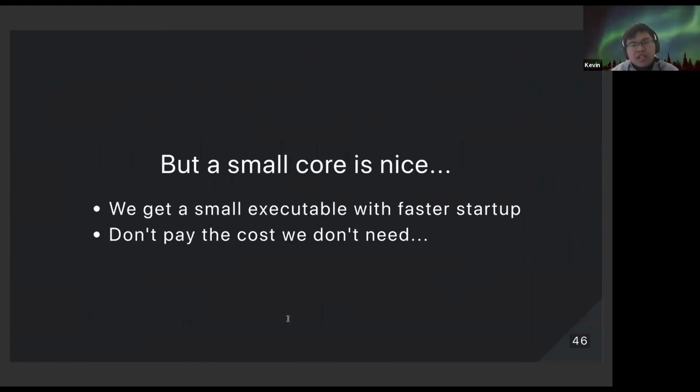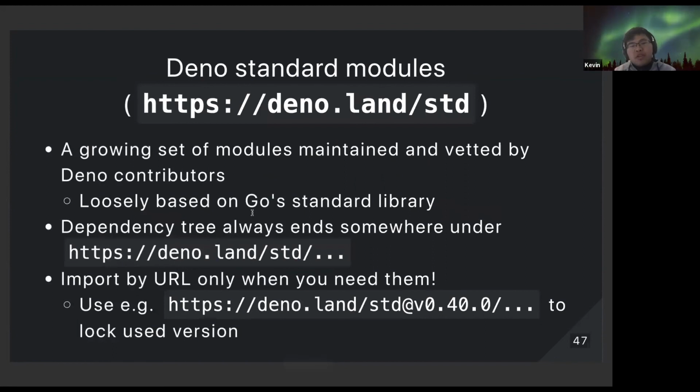But we still think the small core is really nice, because a small core allows you to get a small executable for faster startup, and you don't need to pay the cost if you don't need some extra utilities. So we go with this idea of creating something called Deno standard modules, which are modules hosted under /std of Deno.land. They are maintained and vetted by the Deno contributors, loosely based on the Go standard library. And you can just import them using URL imports when you need them.